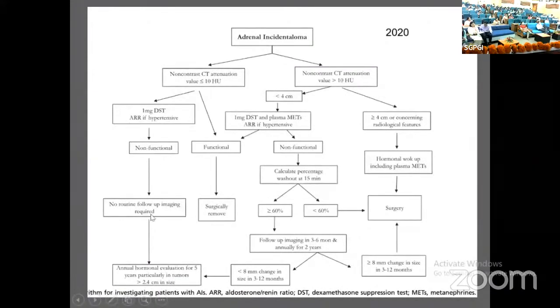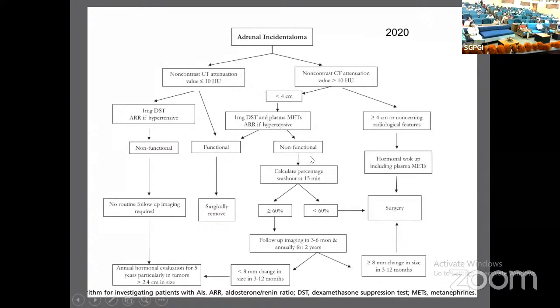If it is non-functional, no routine follow-up imaging is required. Only hormone evaluation for 5 years, particularly in tumors which are more than 2.5 centimeters in size. If it is functional, of course, you will surgically remove them depending upon the etiology. On the other hand, if the non-contrast CT value is more than 10, and the lesion is less than 4 centimeters, do a DST, metanephrine, and ARR.